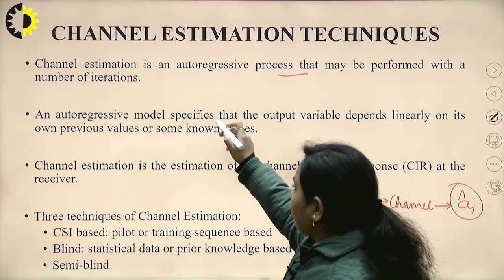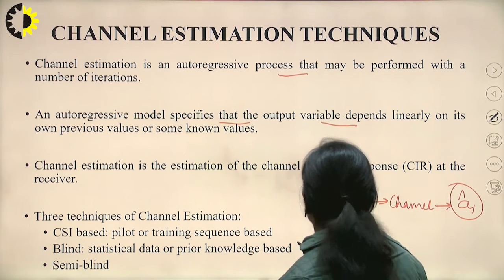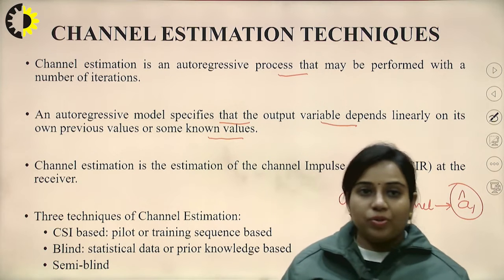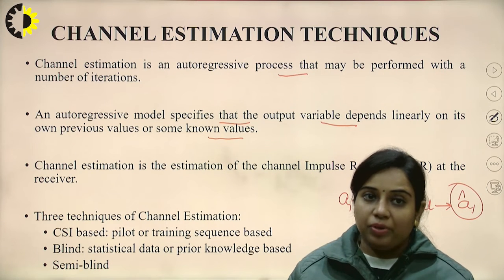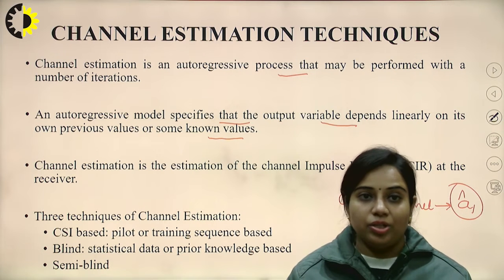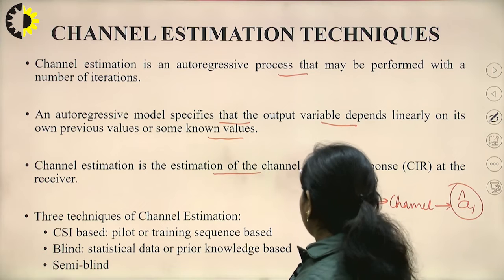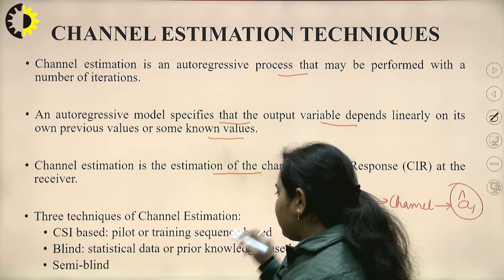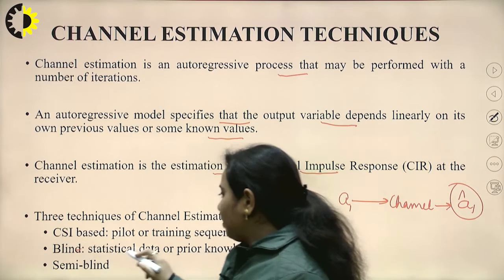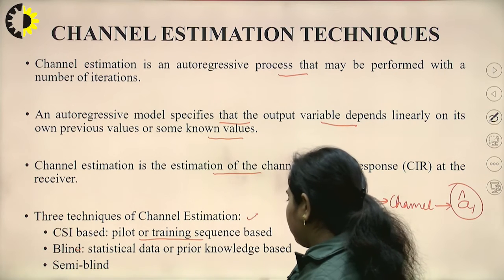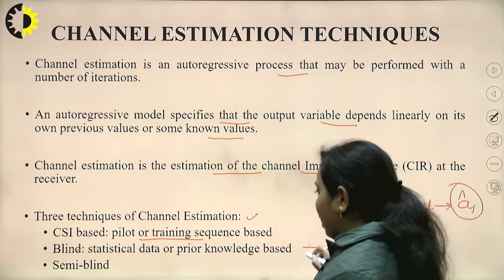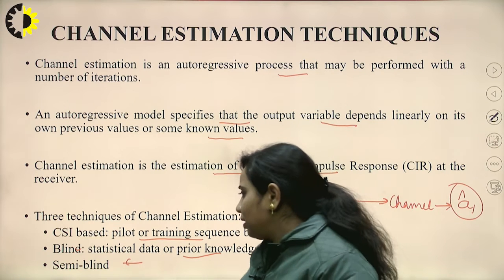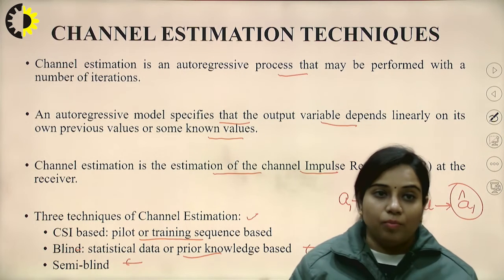An autoregressive model specifies that the output variable depends linearly on its own previous values or some known values. So, iterations mean repetitions. It will depend on the previous values and some of the parameters that are already known to you. Now, channel estimation is the estimation of the channel impulse response, that is CIR, at the receiver side. Three different techniques of channel estimation are there. First one is CSI based, that is using pilot or training sequence based. Second one is blind, that is statistical data or prior knowledge based. Third one is semi blind. So, basically three different types of channel estimation techniques are possible.